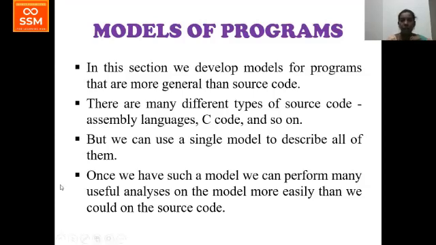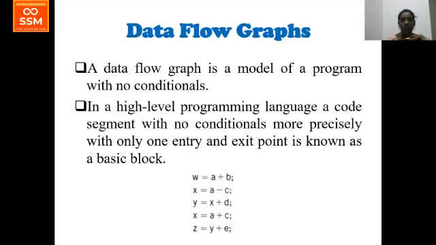Different types of source code, that is assembly language and C code, are available. So here we are using a single model to describe the entire flow of the design. Once we have a model, we can perform many analyses on it, more easily when compared to other source code. Here we are using the data flow graph as well as the control flow graph.